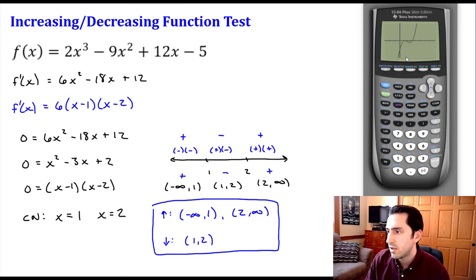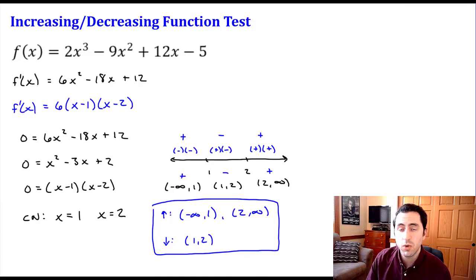So at 1, our function is going up, it's increasing. Once we hit that x value of 1, we have a local maximum here, a horizontal tangent line, where it changes and now it's decreasing in between 1 and 2. And once we hit 2, we have another horizontal tangent line, a local minimum, and now it changes, and the graph continues increasing all the way to positive infinity.